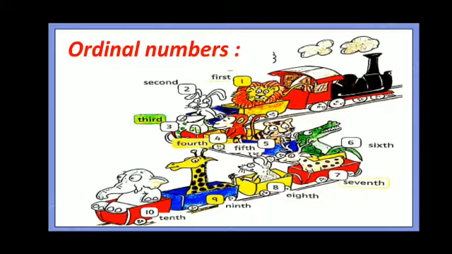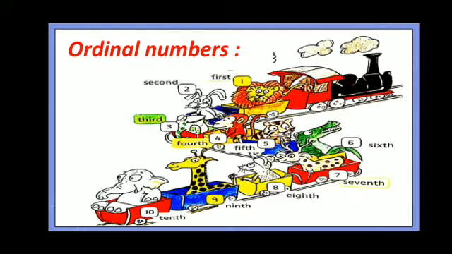Okay. Now our third topic is about ordinal numbers. Look at the zoo train. Some animals are traveling in the train. By using ordinal numbers, we can tell the position of an animal in a group. Ordinal numbers, such as first, second, third, tell us the position of an object in a collection.